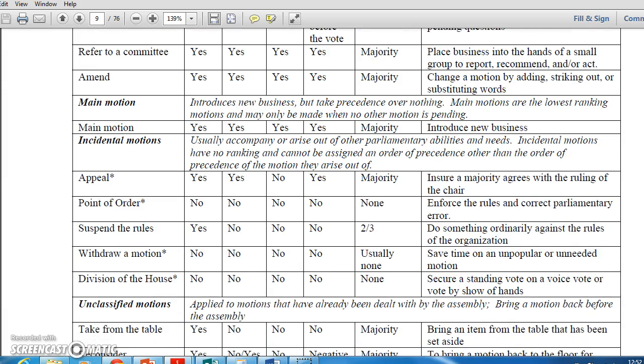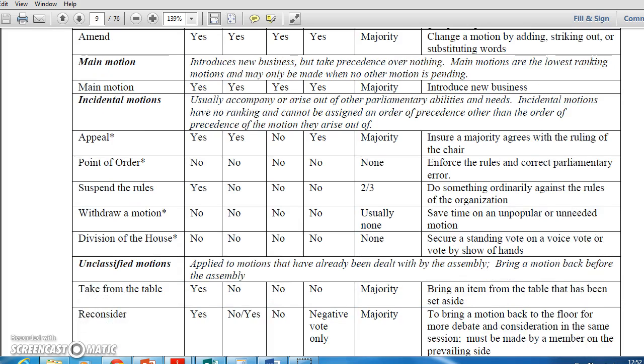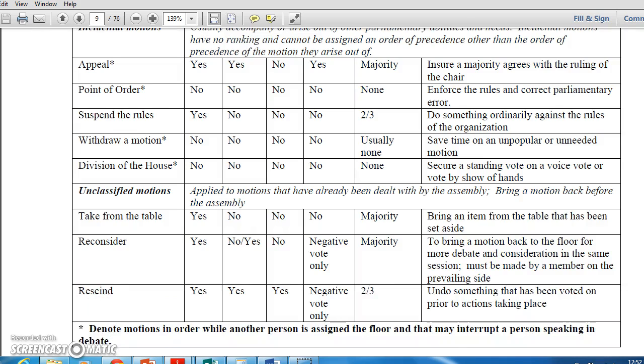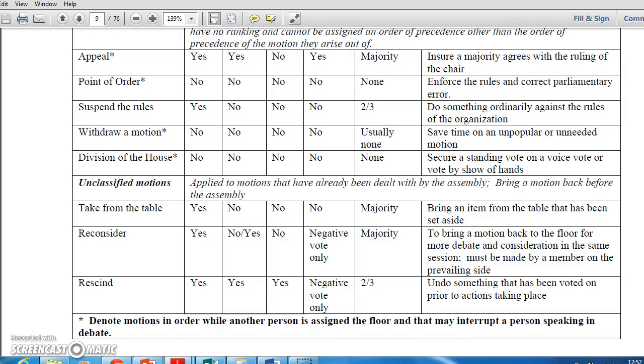So, point of order, appeal, those are things where if something has happened in the meeting that is incorrect, you use those motions to correct that. Point of order, you're just pointing out something that has happened. These are things that only happen if the need arises. Division of the House, if the chairperson took a voice vote on a motion and you felt that they ruled improperly, then you would use a division of the House to make sure that that's a counted vote.